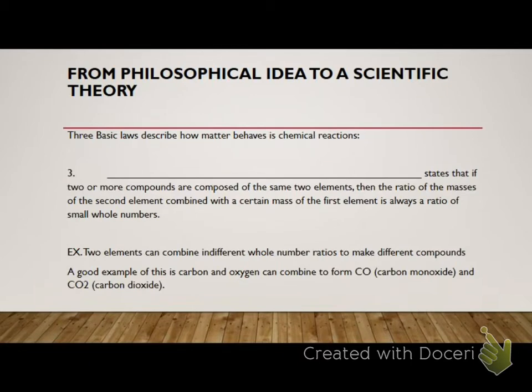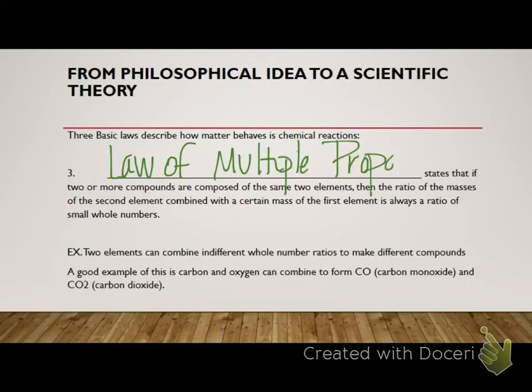The third law is a little bit more difficult to wrap your brain around, but it is called the law of multiple proportions. The law of multiple proportions basically states that there are some elements that can combine together in different ways. For instance, carbon and oxygen. And when they do so, they're doing so in specific whole number ratios, but that it's not the only way they can go together. For instance, carbon and oxygen can form carbon monoxide and carbon dioxide. And so that's an example of multiple proportions.